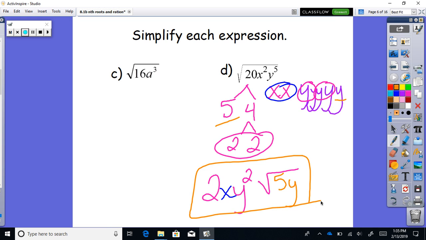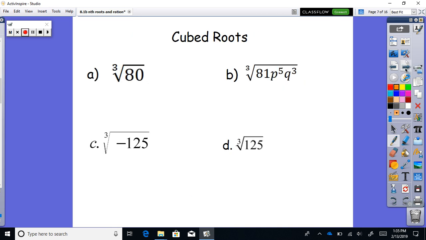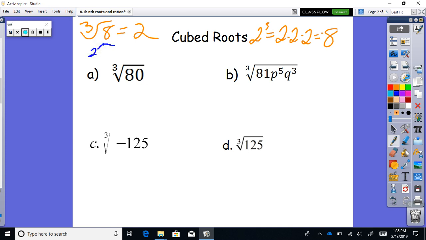If you want to try this one, you should get 4a square roots of a is the answer for C. Cubed roots are similar, except remember, to cube something means to multiply it by itself 3 times. So like 2 cubed is 8. That means that the cubed root of 8 equals 2. So for a cubed root, you need 3 copies. So you need 2, 2, and 2 to get out 2.